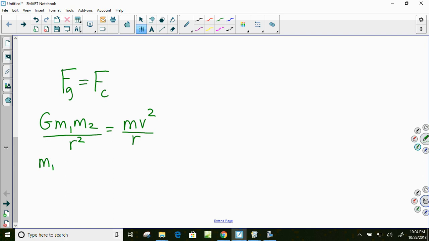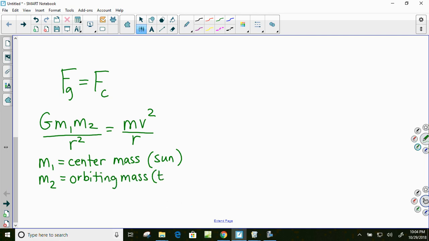It turns out mass 1 is the center mass, for example, like the sun. And mass 2 is the orbiting mass. In the example that we're using, it would be the Earth. So the Earth moving around the sun would be the orbiting mass. You could also think of mass 1 as the big mass and mass 2 as the little mass. That's also another way of thinking about it.